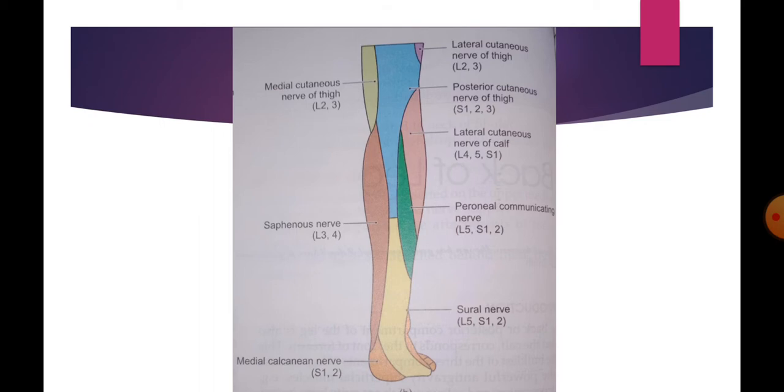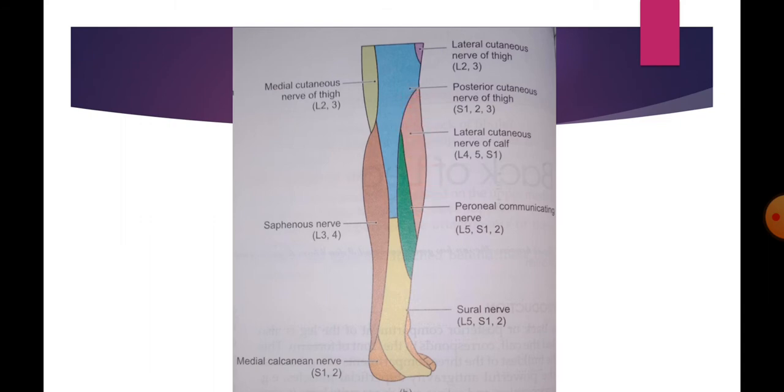Next we have the lateral cutaneous nerve of the calf. It is a branch of the common peroneal nerve. Its root value is L4, L5 and S1. It arises in the popliteal fossa and it supplies the skin of the upper 2/3 of the lateral area of the leg, both in front as well as behind.